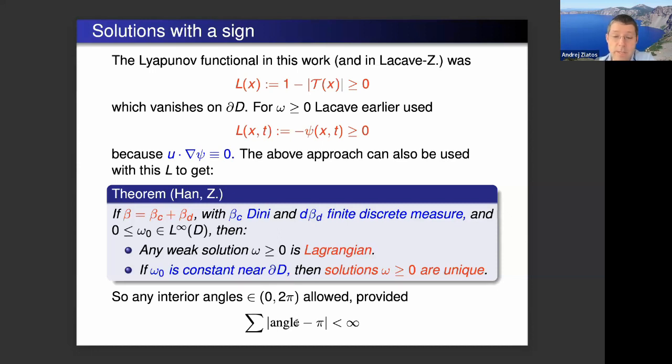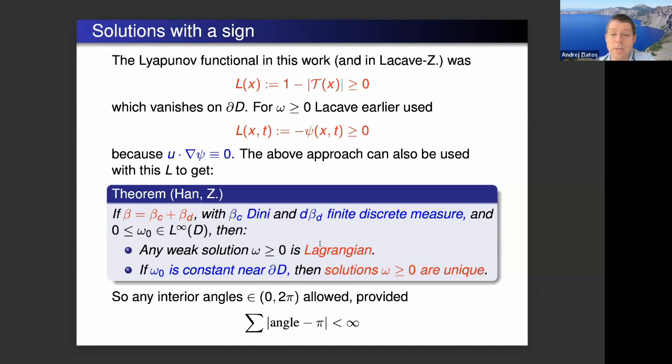They could be dense even. So if you take each angle and look how different it is from pi, sum those differences. If you get something finite, then this result applies. So in particular, it applies for even infinitely many corners, and corners of any size. You can have, you know, a few corners arbitrarily close to 2 pi or arbitrarily close to 0, with angles like that. Okay, so if this applies, then you have the same result.